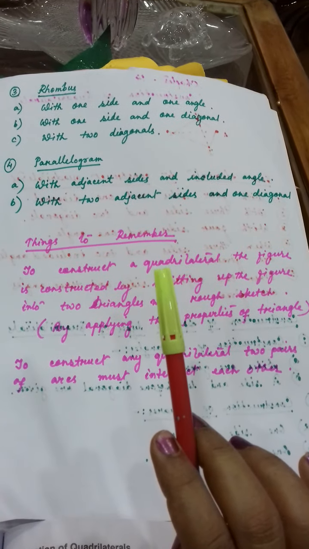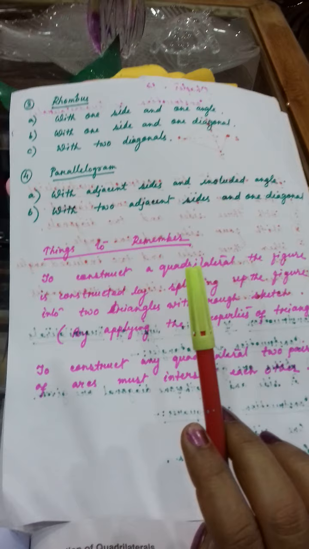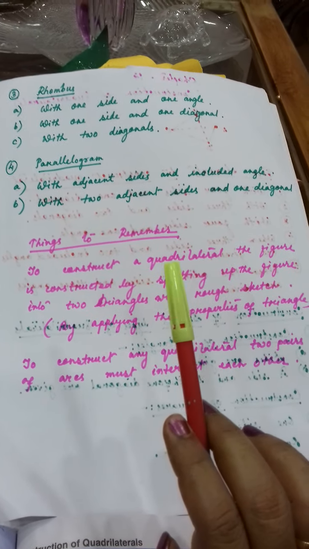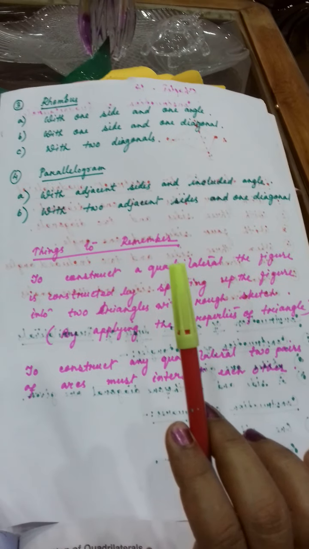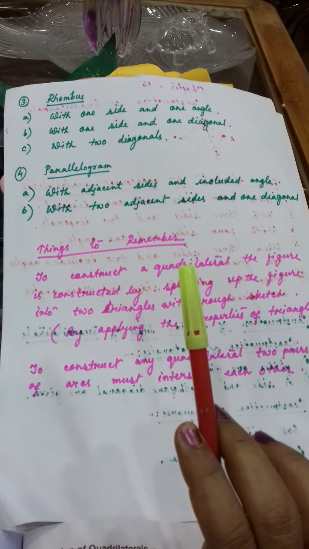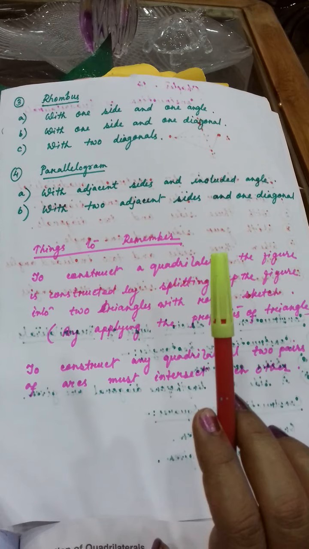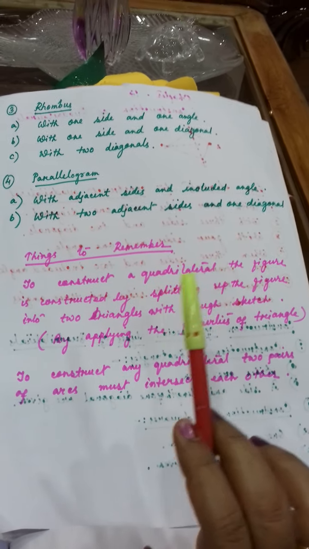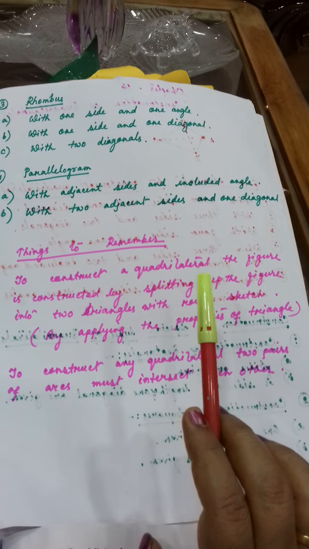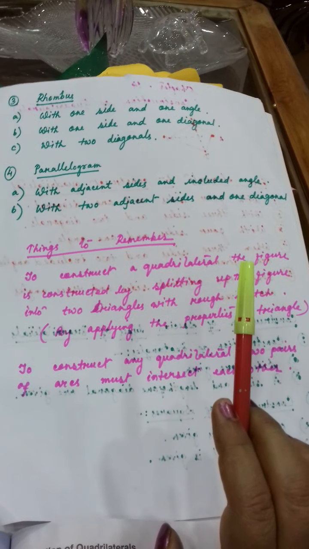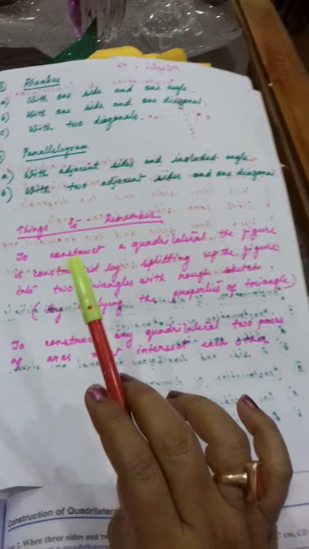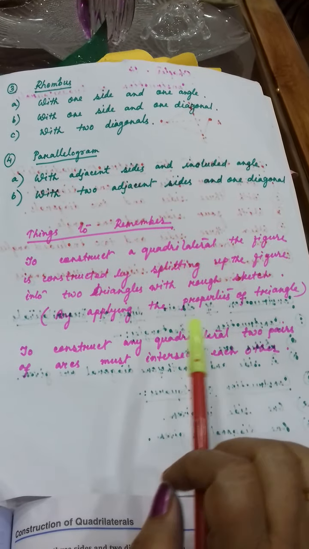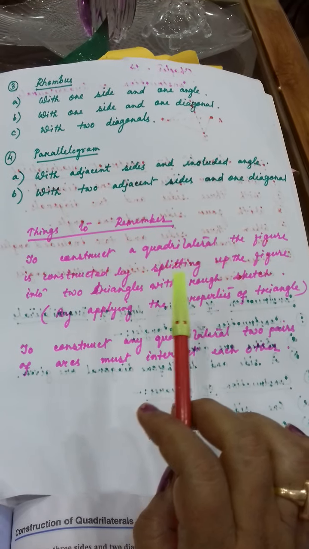So I will move stepwise. Clear or not? One by one I will move. First I will teach how to construct a simple quadrilateral with those 5 elements. When it is completely clear to you, then only I will move on to the special types of quadrilaterals. Now here are some statements I have written, which you have to remember.